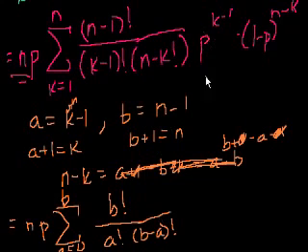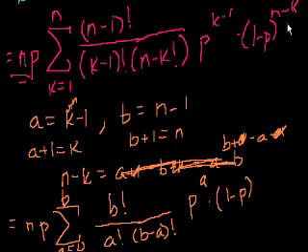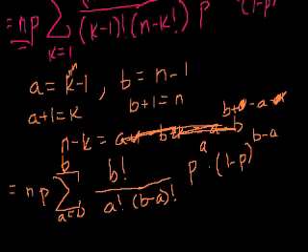factorial. And then p to the k minus 1. K minus 1 is p to the a. And then times 1 minus p to the n minus k. We already showed that n minus k is the same thing as b minus a.